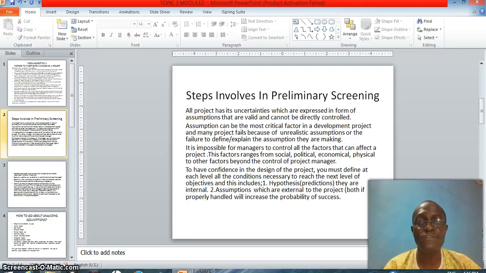To have confidence in the design of a project, you must define at each level all the conditions necessary to reach the next level of objective, and these include: 1. Hypothesis, which is a prediction. They are internal. 2. Assumptions, which are external to the project. Both, if properly handled, will increase the probability of success.